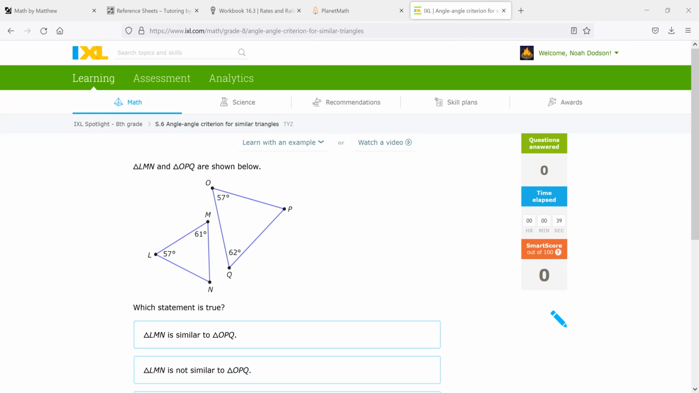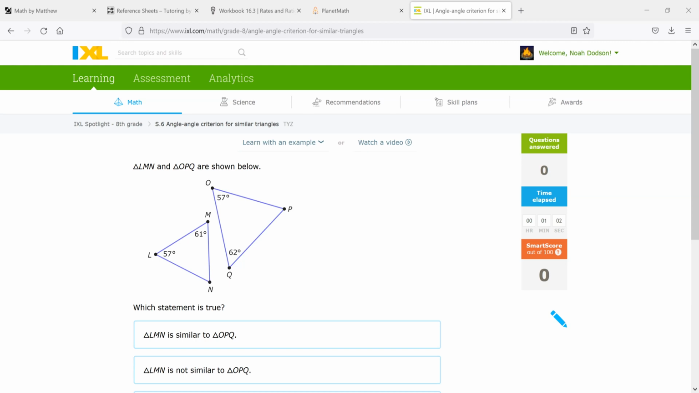Whenever you have two triangles like this, you want to pair up the letters. You might even write them vertically over each other: L goes with O, M goes with P, and N goes with Q. You can see that in the picture. Do you see that angle L is 57 and angle O is 57?